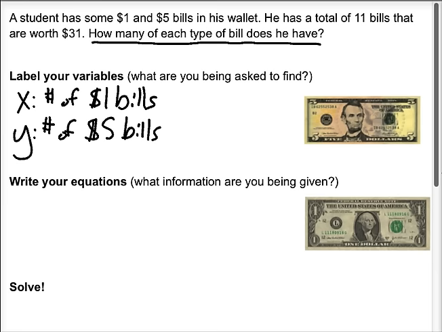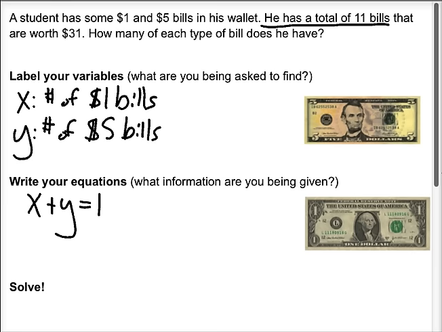So now that I have that labeled out, now I try to form my equations. I look to see what information is given. He has a total of 11 bills. Okay, so again, that's where I'm going to start because that means I don't know how many x's I have. I don't know how many y's I have, but I know that combined, that total, there are 11.